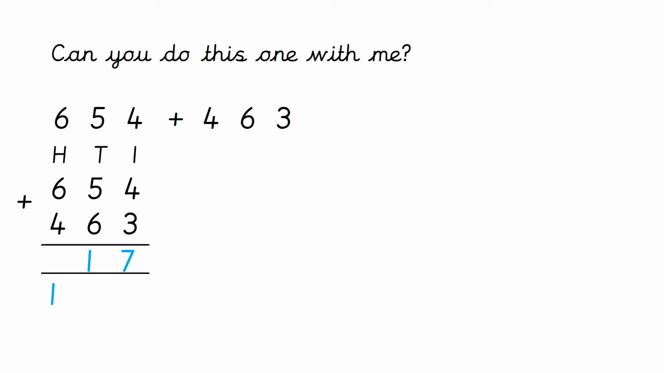So 6 add 4 is 10. Don't forget to add the 1 that's underneath, so that would make 11. So again, your 1 from your tens goes underneath your hundreds, and then you carry your 1 left over, okay? And that comes into your thousands column. So then your answer would be 1,117.